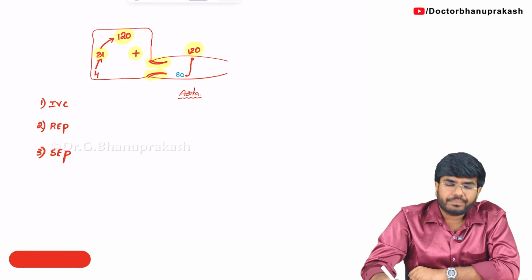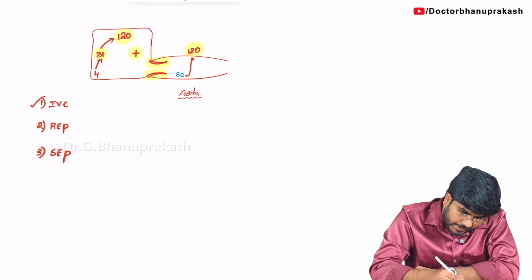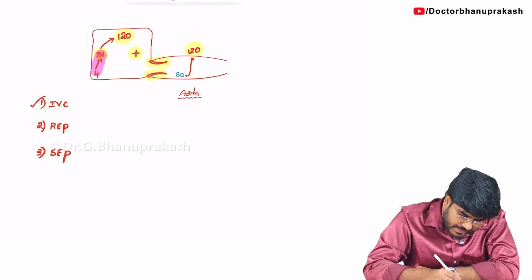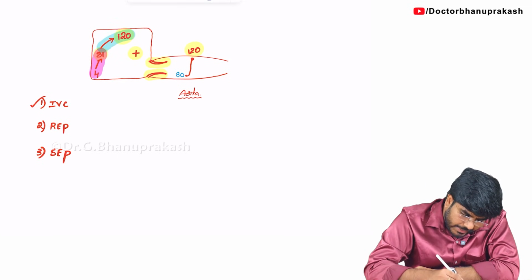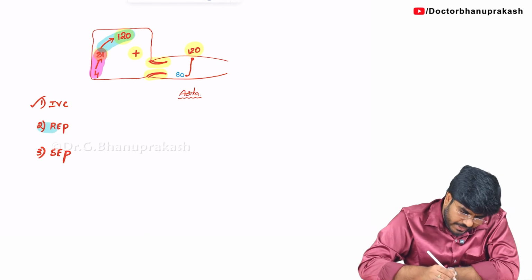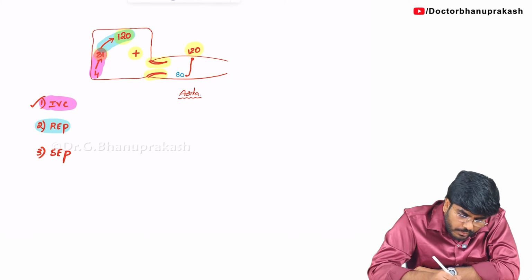Now, what is completed? Isovolumetric contraction is completed. This phase which I am highlighting here in, let's say, the pink color, this phase is the isovolumetric contraction. Next, what is this phase which I am highlighting in the blue color? This is the rapid ejection phase. Rapid ejection phase. And now later you tell me what is going to happen to the pressure.